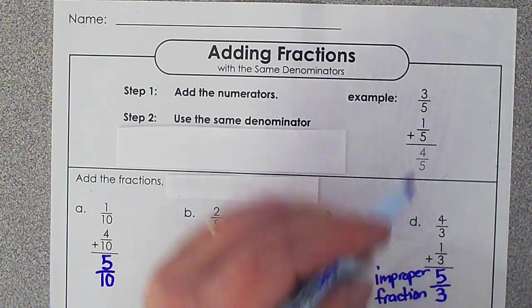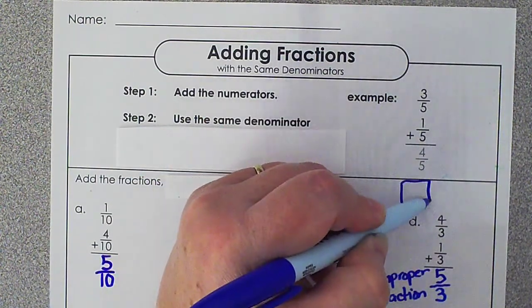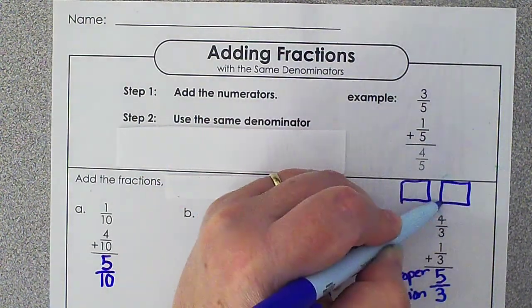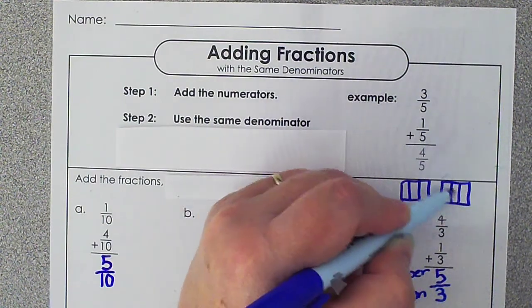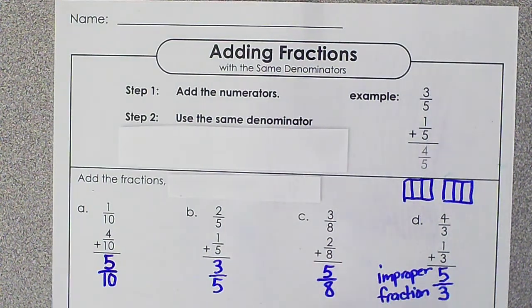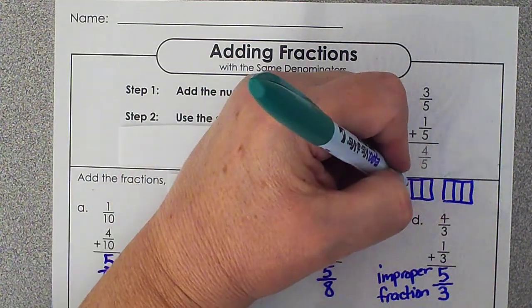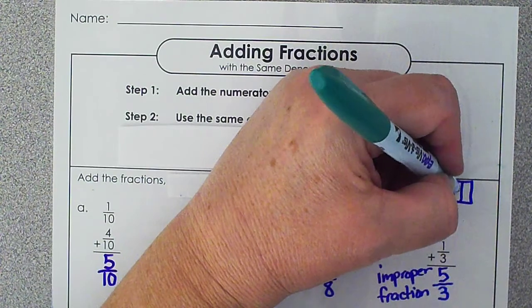The denominator tells me how many pieces I'm cutting into my shape. So I need to draw at least 2 rectangles, and they need to have 3 pieces in each rectangle. 1, 2, 3. 1, 2, 3. Now, my numerator, the 5, tells me how many pieces I'm shading. 1, 2, 3, 4, 5.